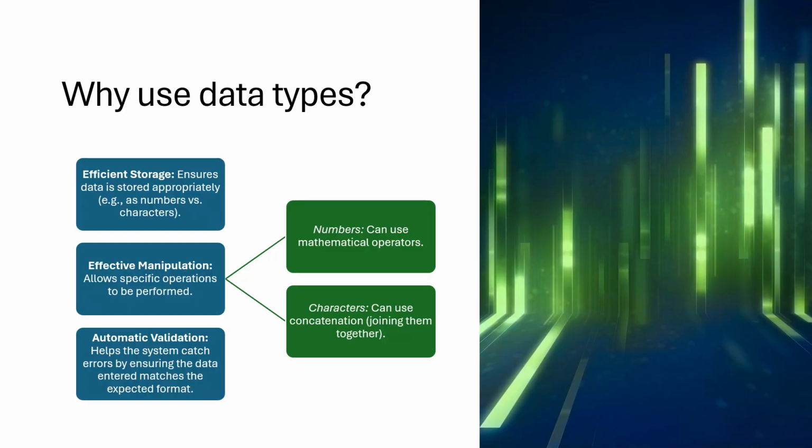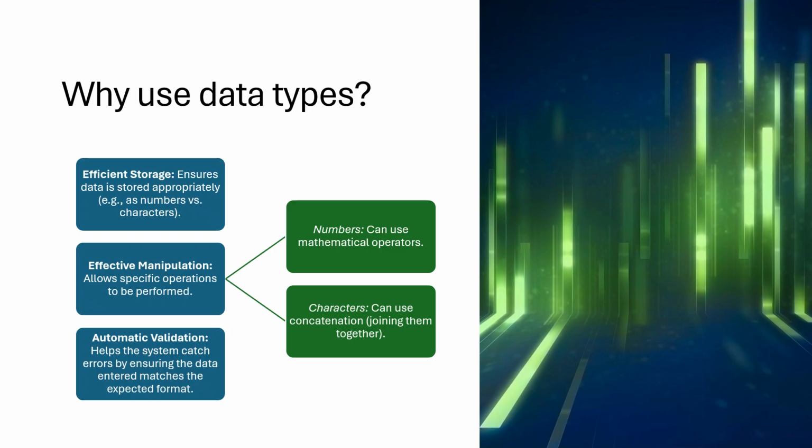In the previous case, it was integer since we were giving a numeric value 10 to the variable x. Now, why use data types? The first one being it helps in efficient storage. It ensures that data is stored appropriately, means numbers are stored in the numerical part of the memory and the characters are stored in the character part of the memory.